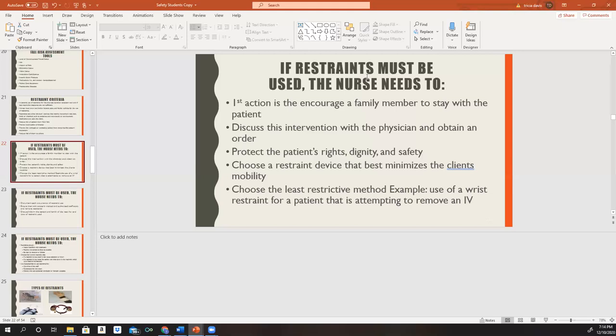Okay. So choose a restraint device that best minimizes the client's mobility. So 4-point restraints are not required for just someone who's pulling out their IV. Mittens are probably helpful. And then choose the least restrictive method. We said that. Examples: use a wrist restraint for a patient who's attempting to move out of an IV.